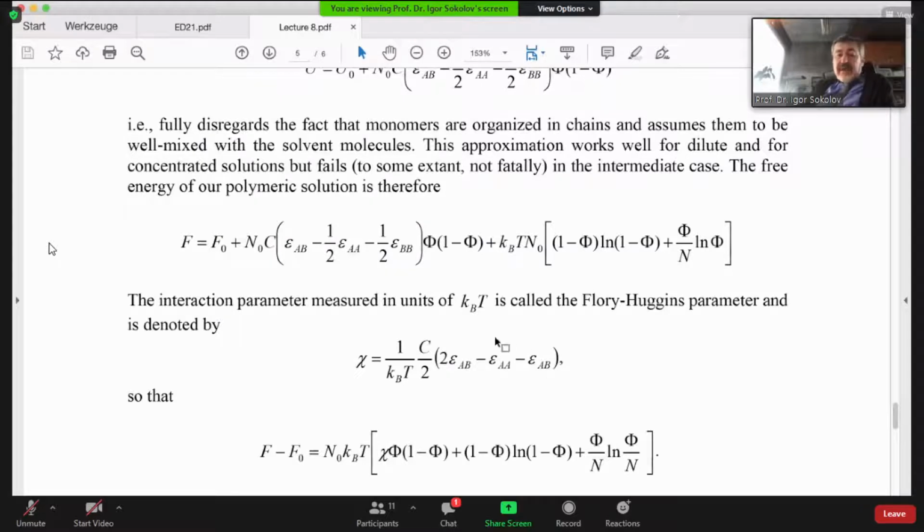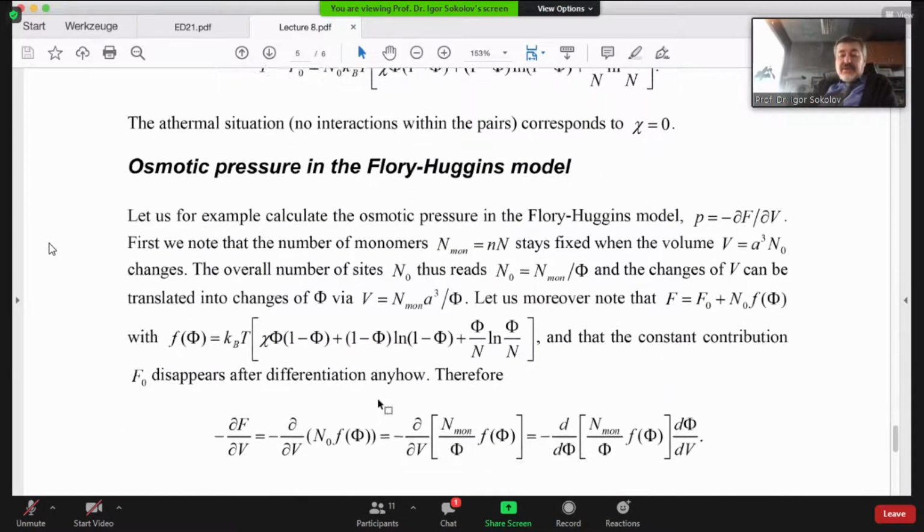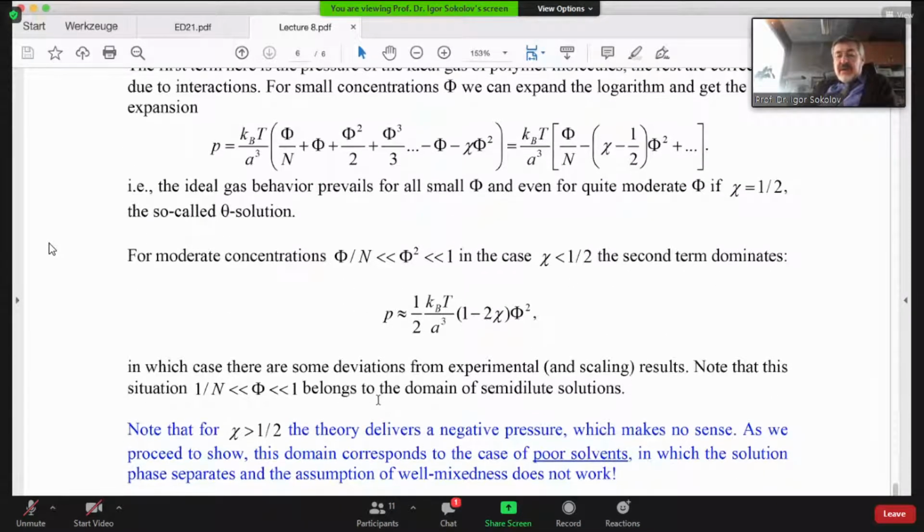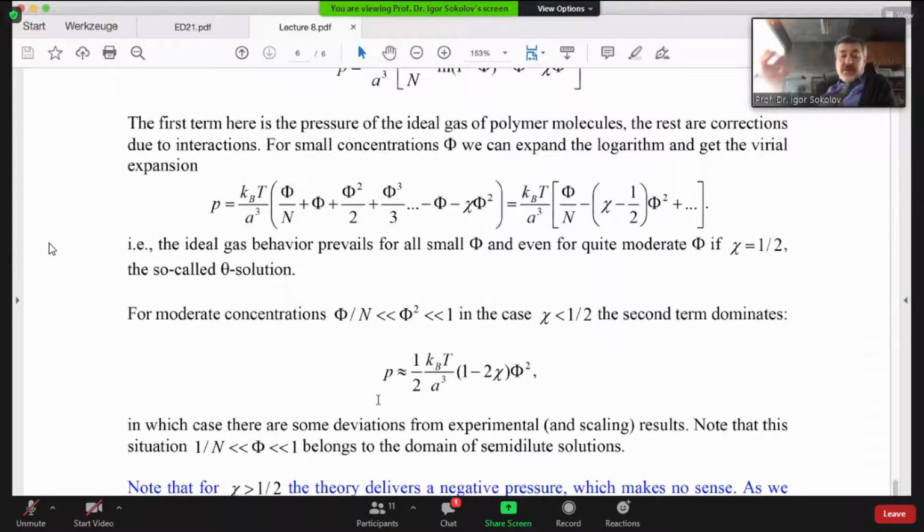But when chi is positive, working at high temperatures makes chi smaller than 1/2, and then I am in a regime of a good solvent. And when temperature is very high, chi is small, I come to the thermal regime. And if the temperature is low, chi can be very large, and I am in the regime, if chi is positive, of a poor solvent. And solvents with chi smaller than 0, they always stay in the good solvent regime.